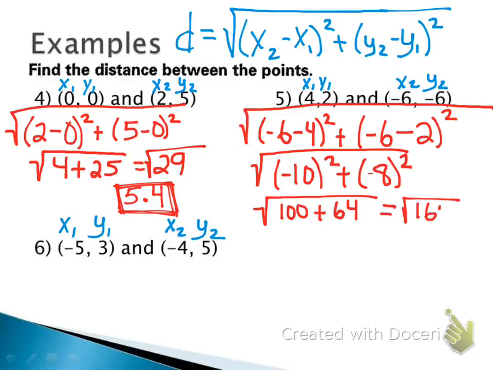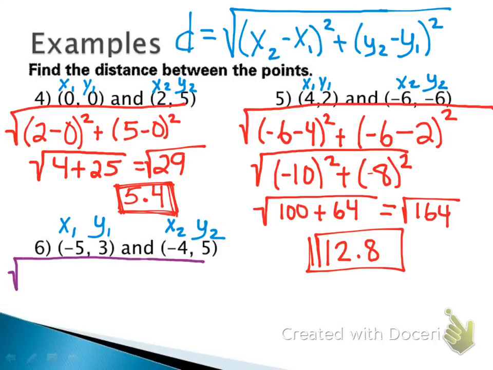Square root of 164. Anybody have that for me? 12.80. So we'll keep it 12.8. Good. Questions on number 5? You guys need a little more time, or is everyone where I'm at? I'll take your silence to mean you are ready.